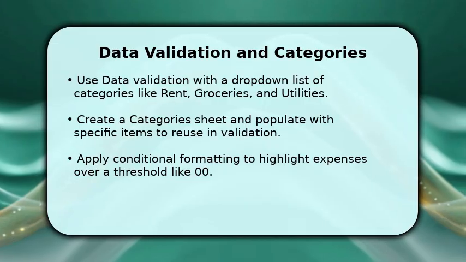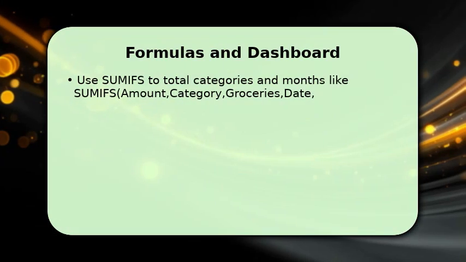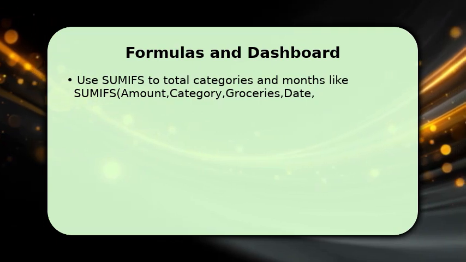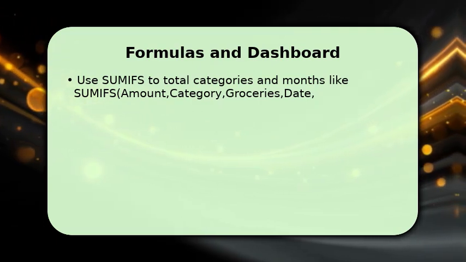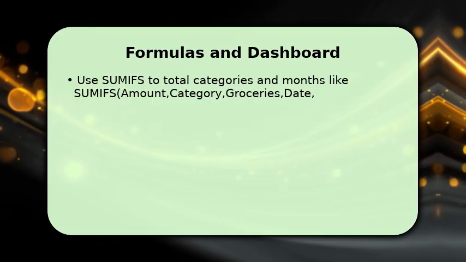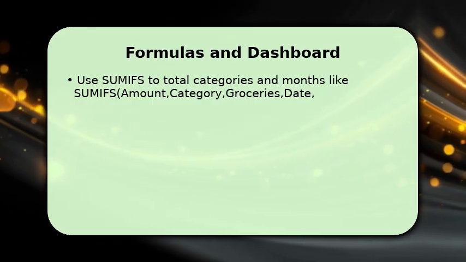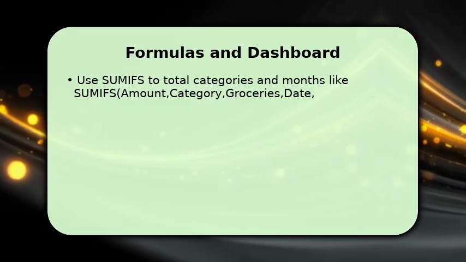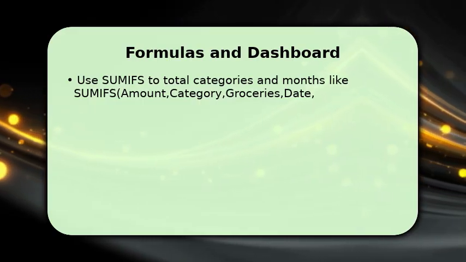On a dashboard sheet, calculate totals using SUMIFs for each category and month for clarity. Include monthly income and expense totals and compute a savings rate as income minus expense divided by income. Show an example savings goal of 5,000 and display progress as a percent of that goal.